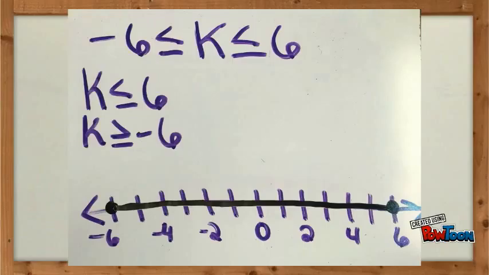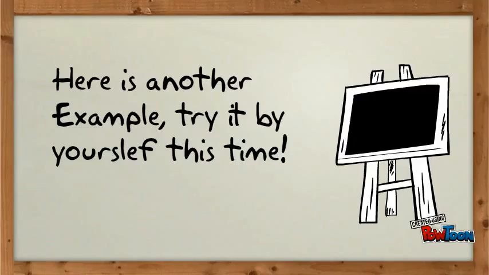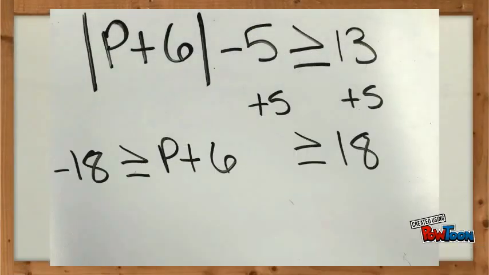Here's another example. Try it by yourself this time. Now, once you split it into two, you put it into graphing form. Then you graph it on the number line. Once you graph it, you are done solving the problem.